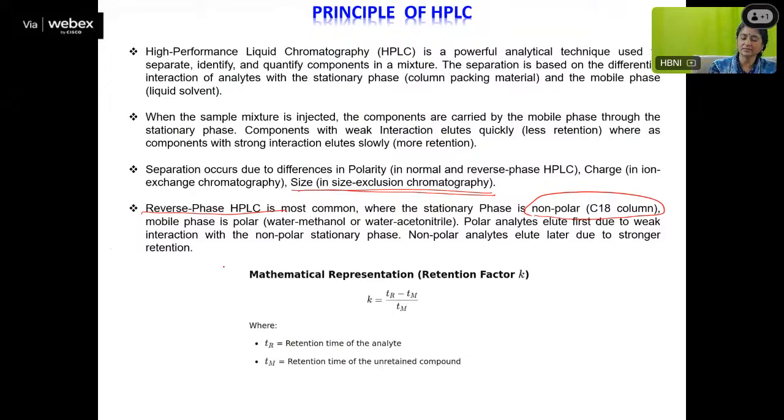And now, the mathematical expression is presented here. This is TR and TM, where TR is the retention time of the analyte, and TM is the retention time of the unretained compound. So this is how it is done there.